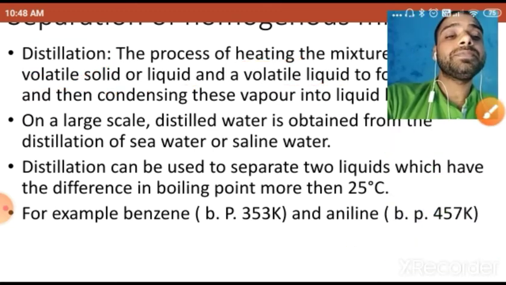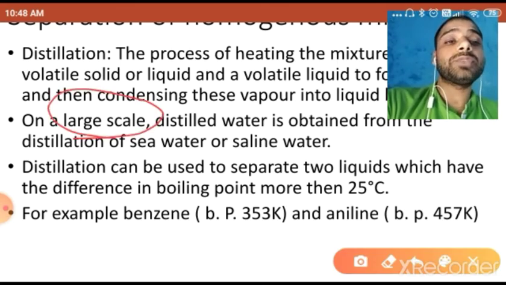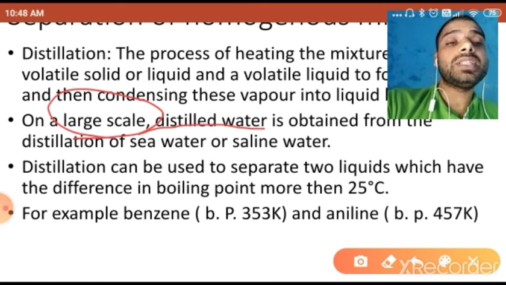Now you can see here on a large scale how distillation actually occurs. Why is distillation a famous word? Because saline water, meaning salty water, can be made free from salt, and that water is called distilled water. It is prepared by the method of distillation, which is why the name is distilled water.